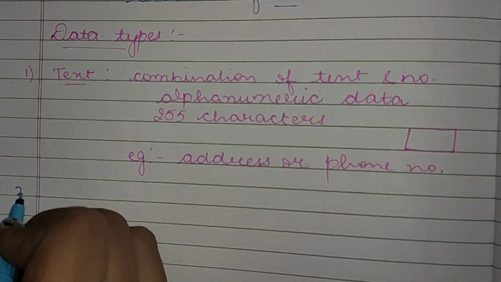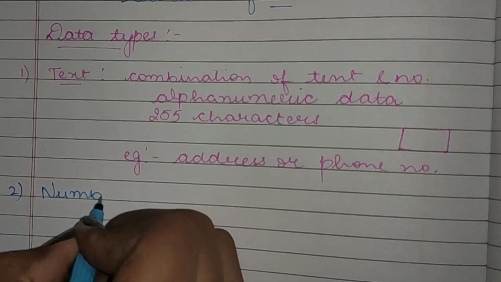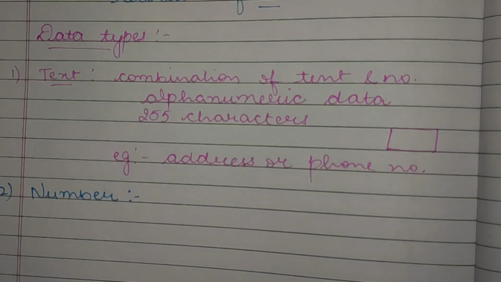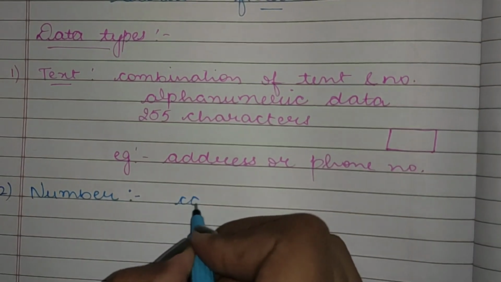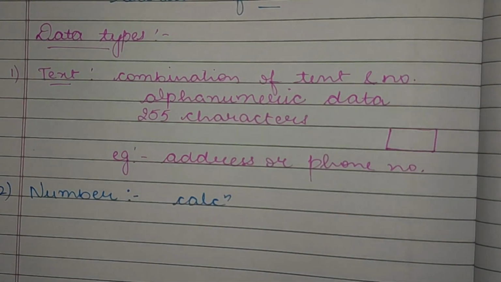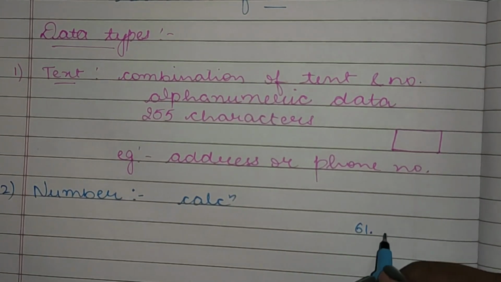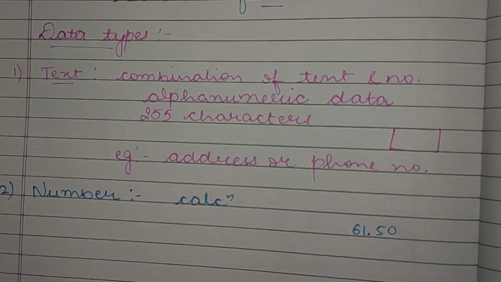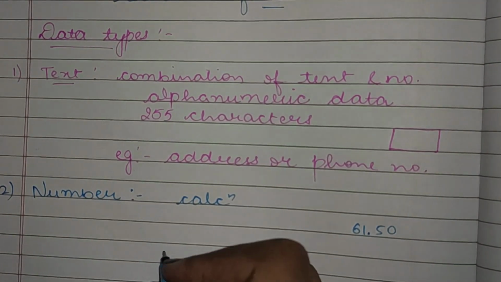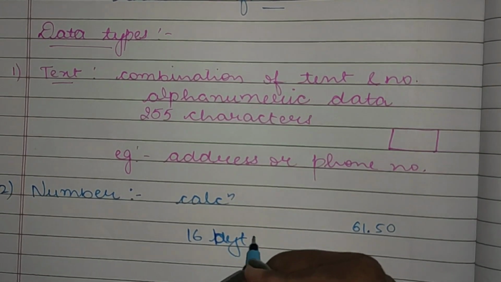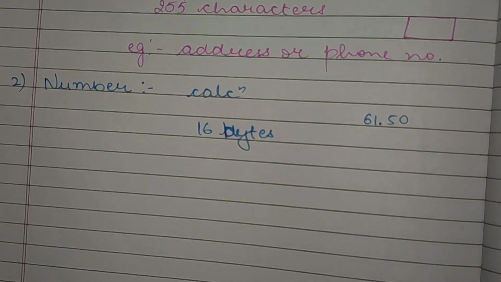Now second is number data type. This data type includes the numeric information that you can use for calculations. A number data type can store integer values as well as decimal values. It means floating point values like 61.50. This is a decimal value. And what is the maximum size limit? Maximum size limit is 16 bytes. So a number data type is used to do calculations.